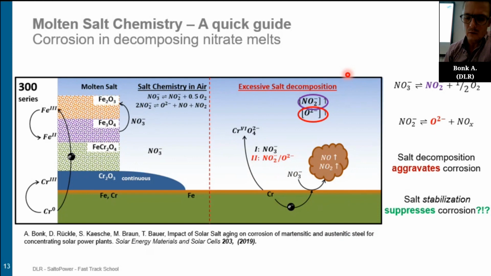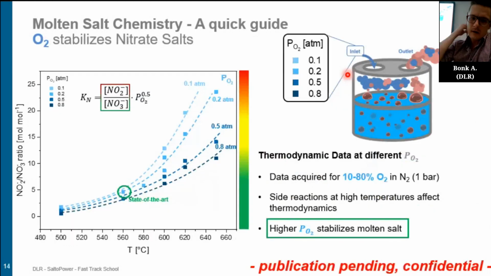So what do we actually do in the lab? What is part of our research? Something we've been doing is we've been trying to understand the thermodynamics of these nitrate salts. Thermodynamics meaning looking back into this nitrate-nitrite reaction, we've been trying to understand how many nitrites do form if we increase temperature and if we play around with the oxygen partial pressure. And this is what you see in this diagram. It's only a few data points, but each data point is something like 1,000 hours of experiments, single experiment with a fresh molten salt.